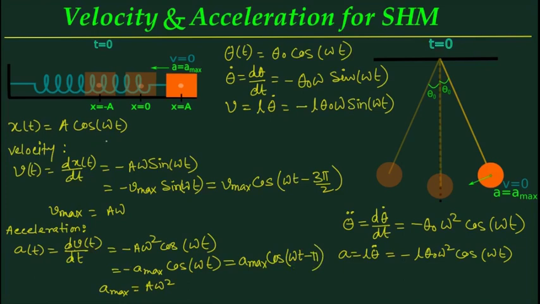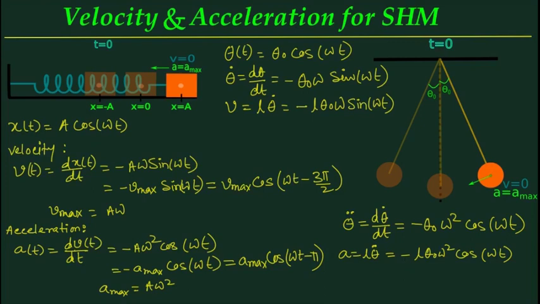Now we can easily compare: the phase difference between displacement and the velocity is 3 pi by 2, the phase difference between velocity and acceleration is pi by 2, and the phase difference between displacement and acceleration is pi. That means they are out of phase.